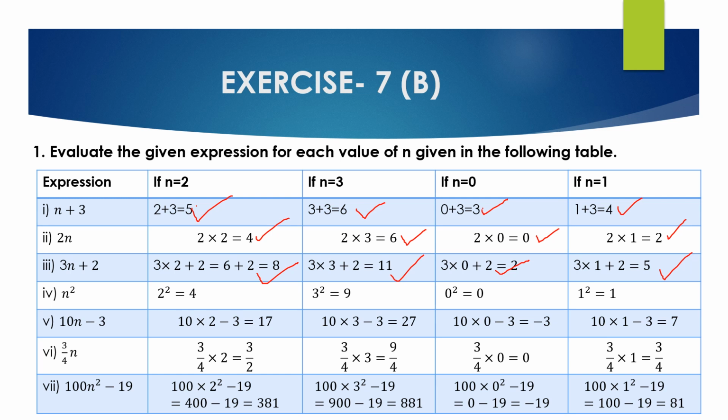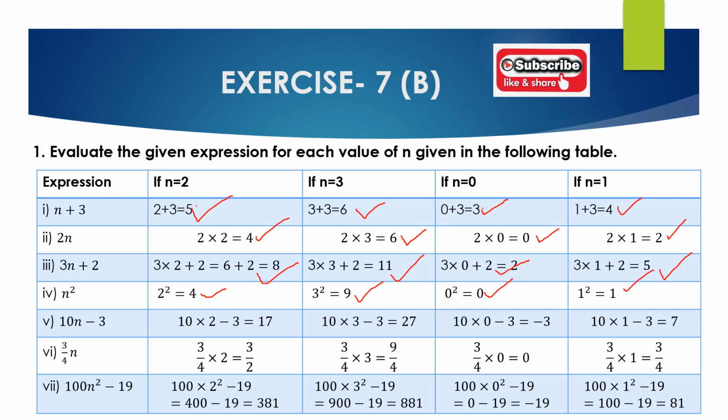And the fourth part is n square. When n equals 2, n square is 2 square is 4. When n equals 3, n square is 3 square is 9. When n equals 0, n square is 0 square is 0. When n equals 1, n square is 1 square is 1.